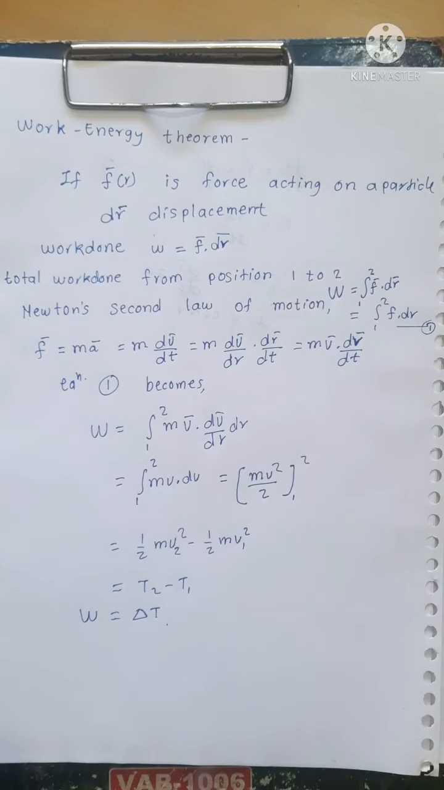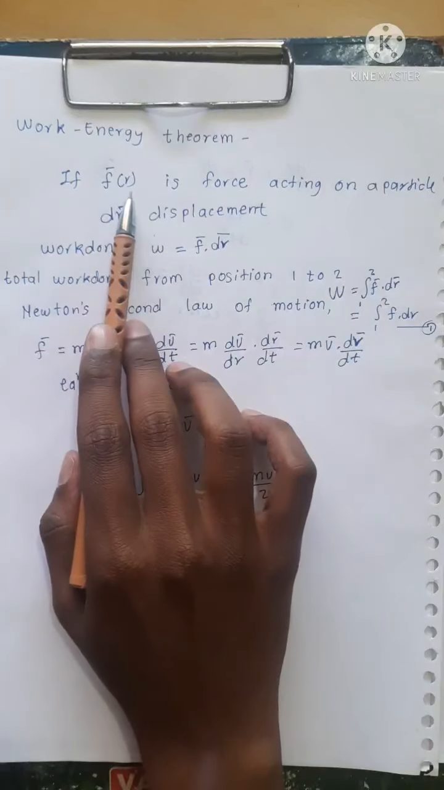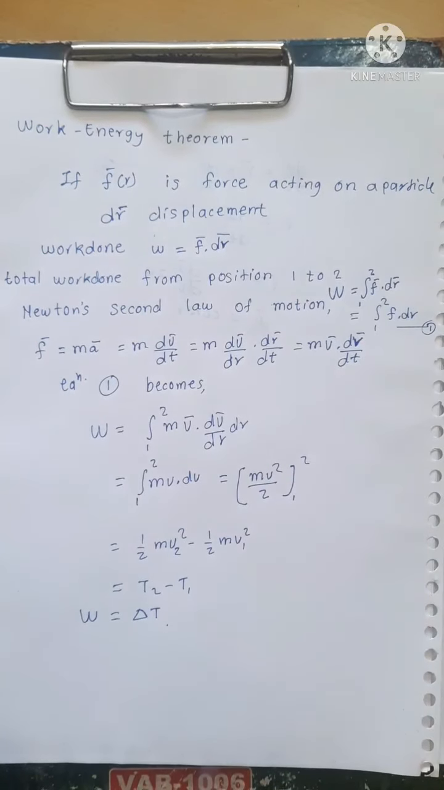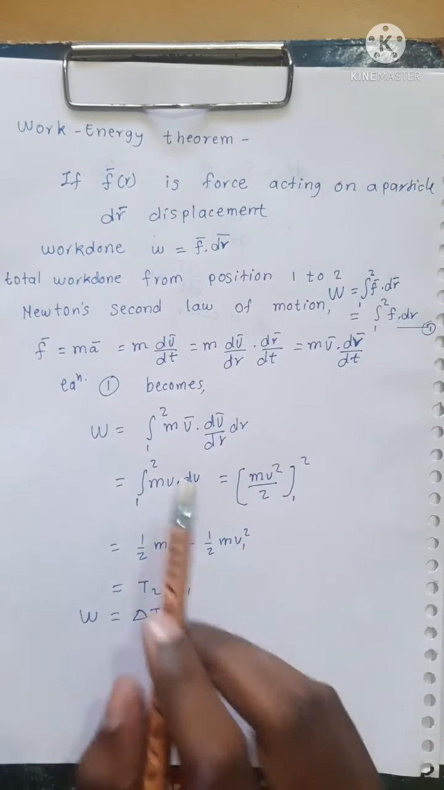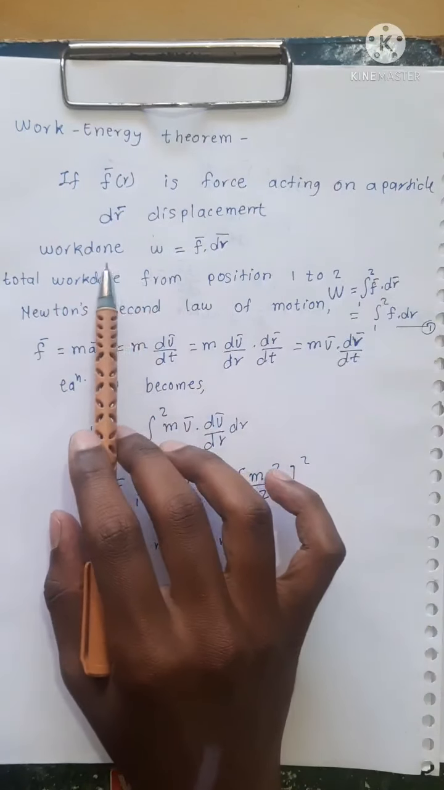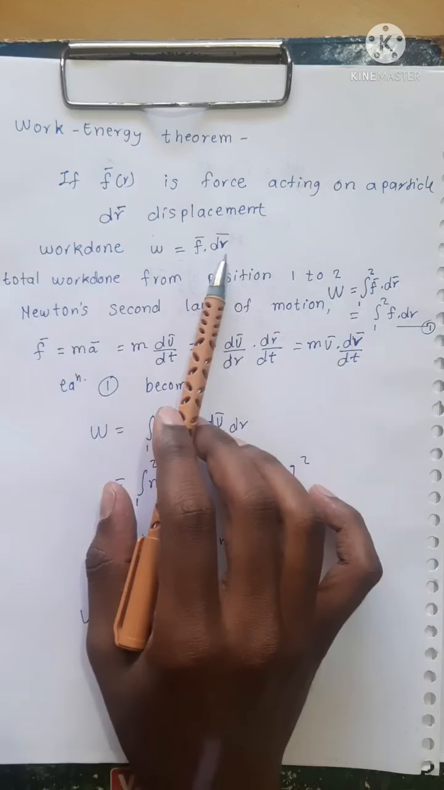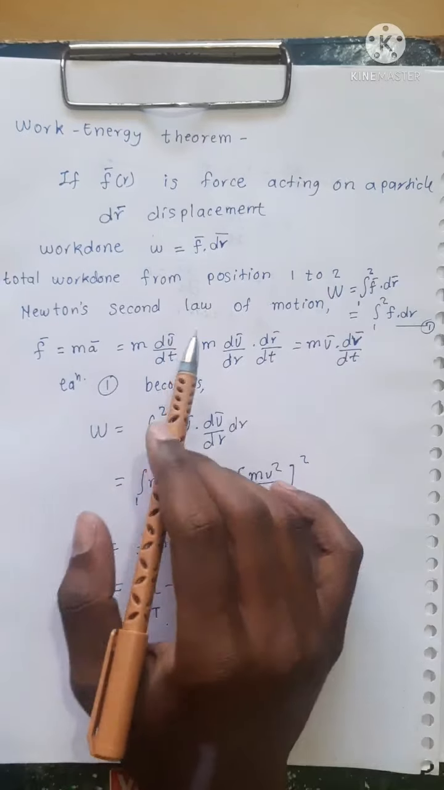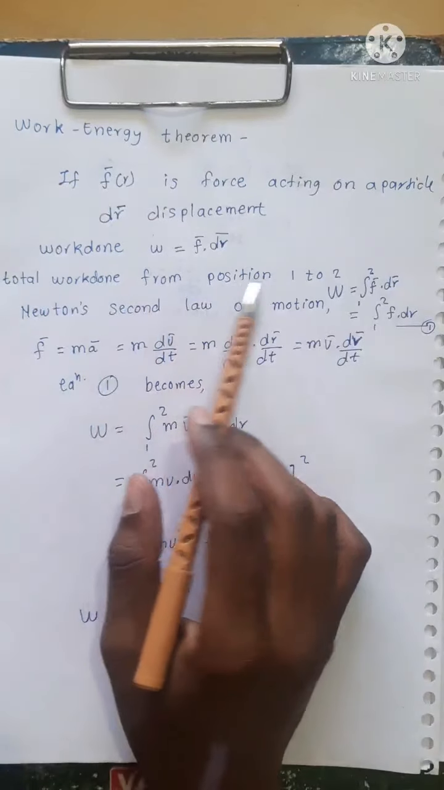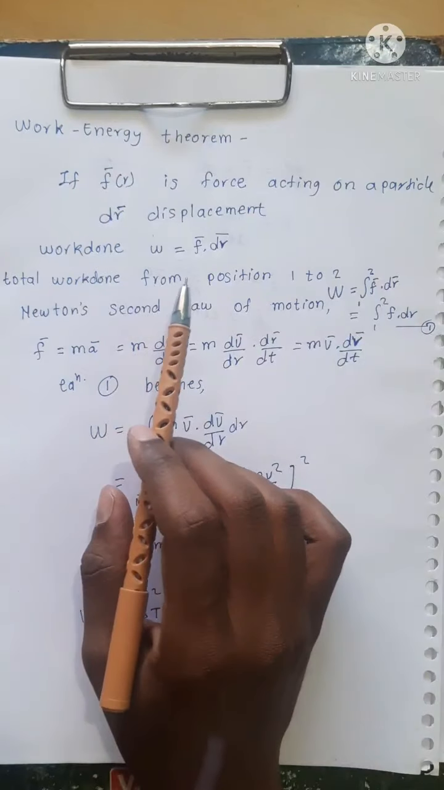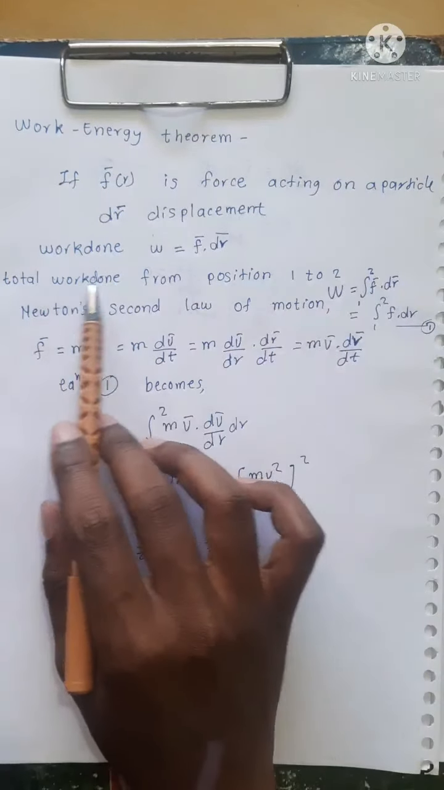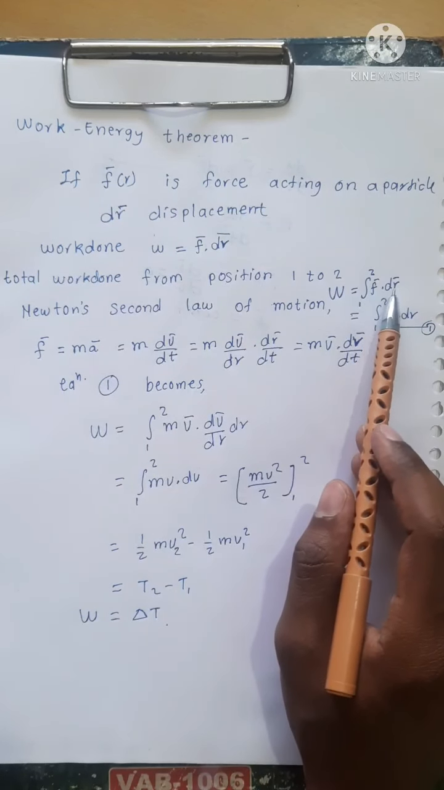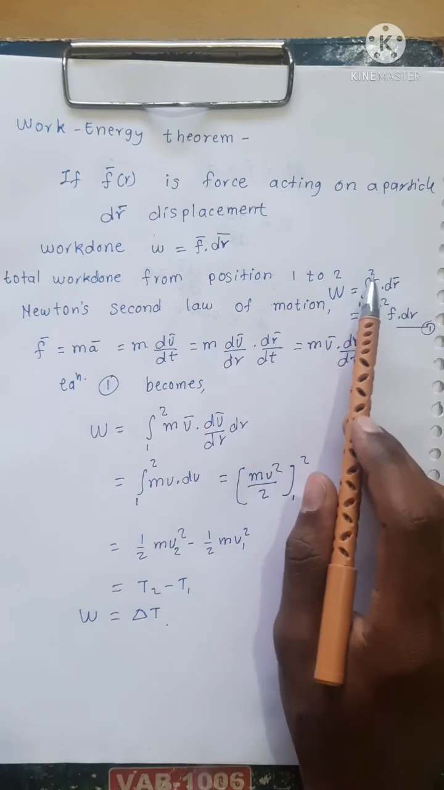Let's study the work energy theorem. Here F bar, which is a function of r, that is the distance, is the force acting on a particle. If the particle makes a small displacement dr bar, then the small work done will be F bar dot dr bar, that is, the product of the force acting on the particle and the displacement. Now if you want to calculate the total work done from position 1 to 2, if a particle makes a displacement from position 1 to 2, then the total work done, that is, the complete work done, we have to take the integration of F bar dot dr bar, the small displacement, from 1 to 2.